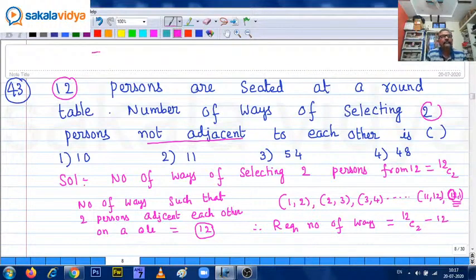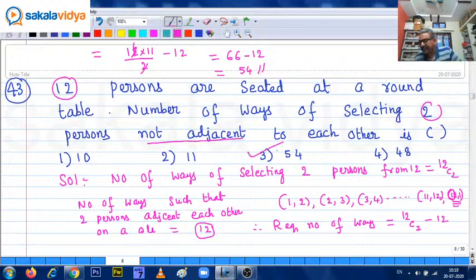12C2 is 12 times 11 upon 2, minus 12. 2 1 ja 2, 6 ja. 66 minus 12. So obviously we get 54. So the answer is the third option, 54. In a row, you will get only 11. Circular means 12 also we need to count.